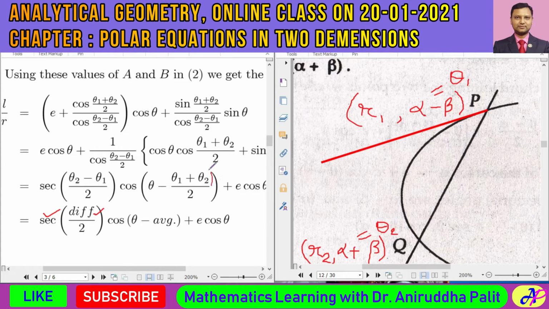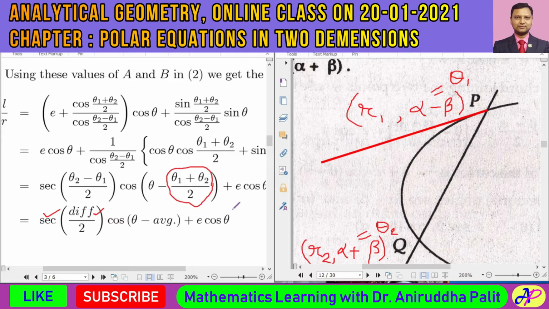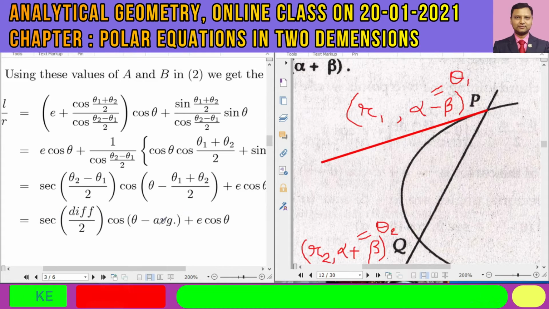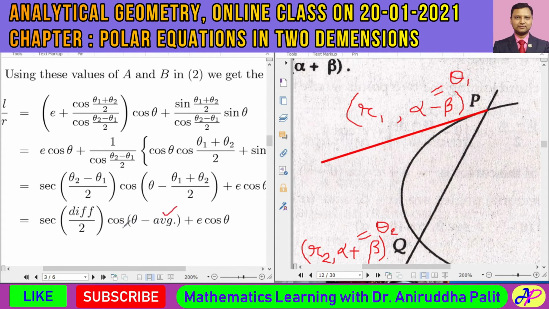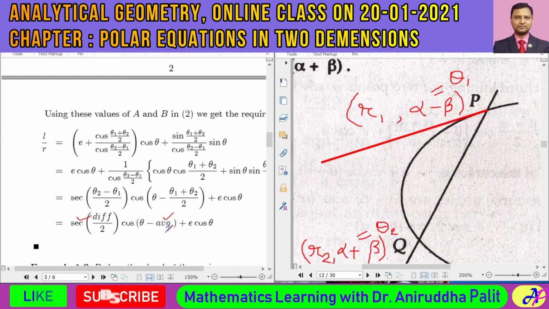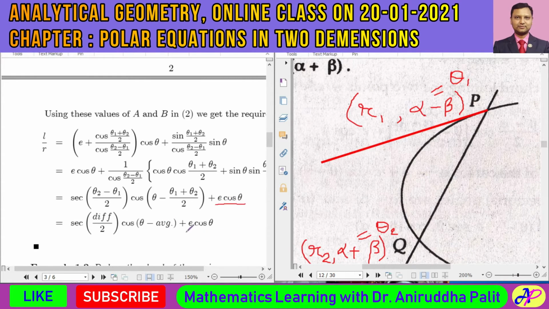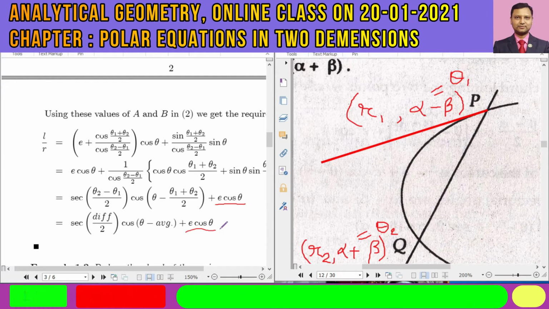And what is this (theta 1 plus theta 2) by 2? That is actually the average value of these two vectorial angles. So I generally remember it in this way: cos of (theta minus average) multiplied by sec of (difference by 2). Got it? This is the term that I generally try to remember in this fashion. And this e cos theta remains the same.